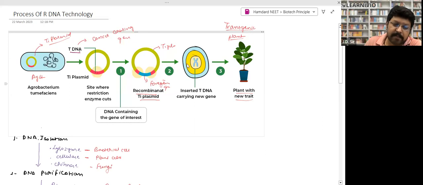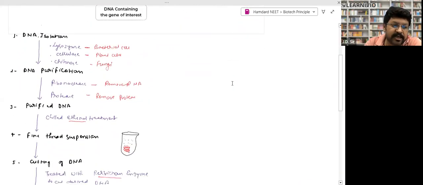Now this plasmid has been inserted in this bacteria or the plant cell, and after that, we grow it with the help of tissue culture. When we grow it, the property which has been incorporated with the help of this external DNA or external plasmid will come in this plant, right? That's how we make a transgenic plant. Now, it seems easier, but it's not that easy. So how does the process take place? I have tried to show this process with the help of this schematic diagram.